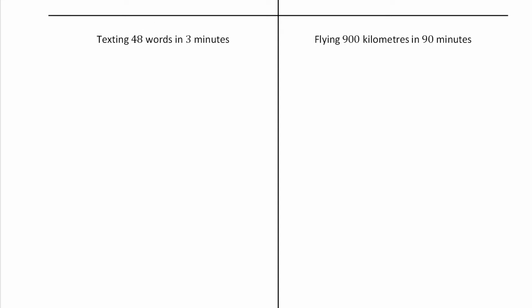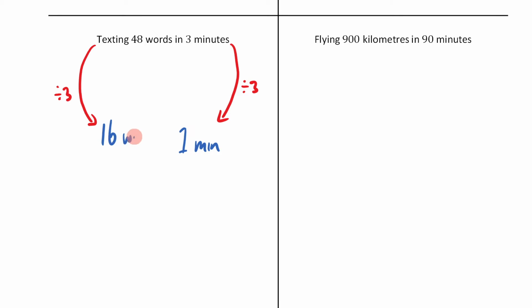All right, let's now go through them. So I've got 48 words in 3 minutes. So what we want here is 1 minute. All right, so if we want 1 minute, what are we going to have to do? We're going to have to divide by 3. And we'll divide this side by 3. What is 48 divided by 3? That's going to be 16. 16 words in 1 minute.